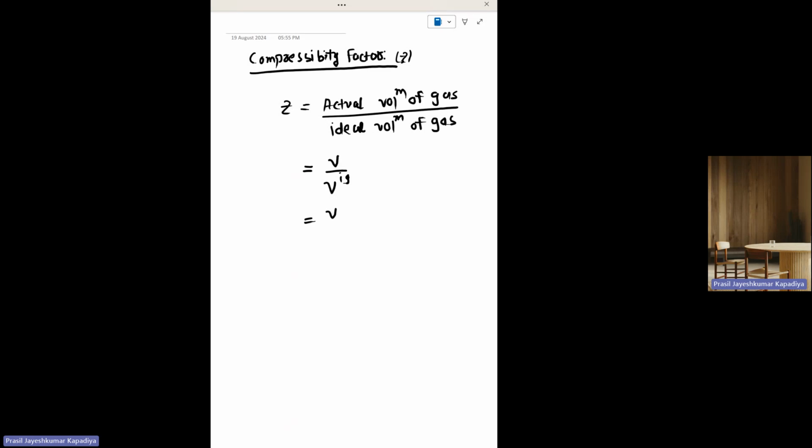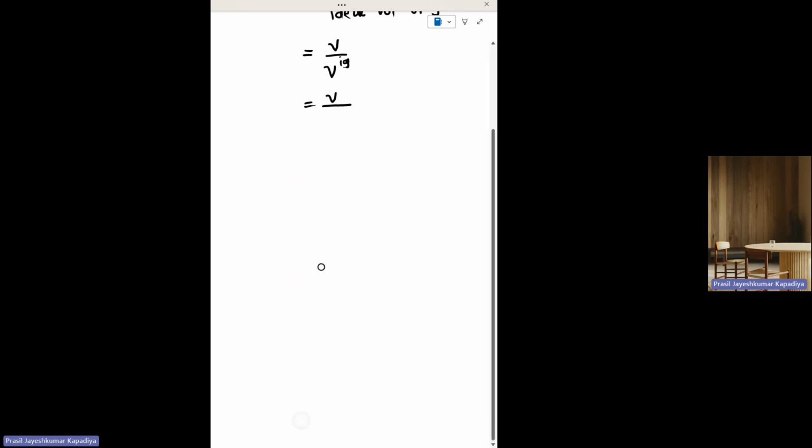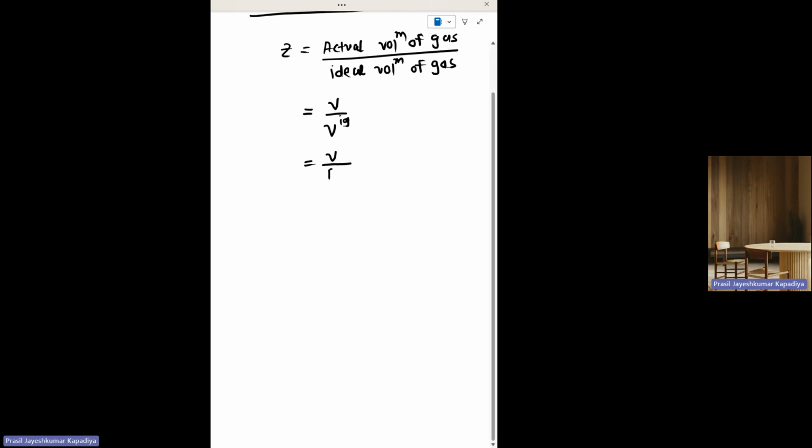So what is the ideal volume of gas? Ideal volume of gas will be calculated by the ideal gas law, that is RT divided by P. So my compressibility factor Z will be equal to PV by RT. Now the question is, what will be the value of Z? For ideal gas, Z will be equal to V actual divided by V ideal. But for ideal gas, volume is ideal only. So my compressibility factor Z will be equal to 1.